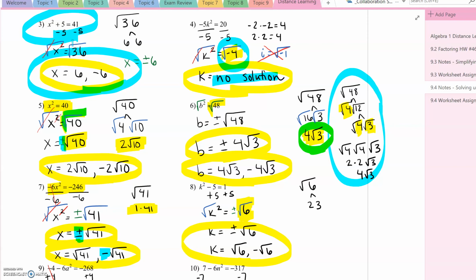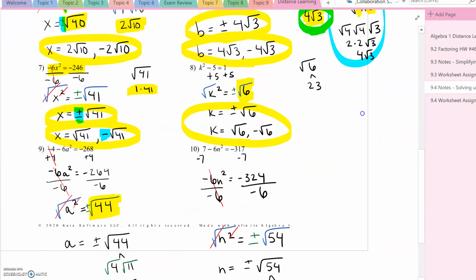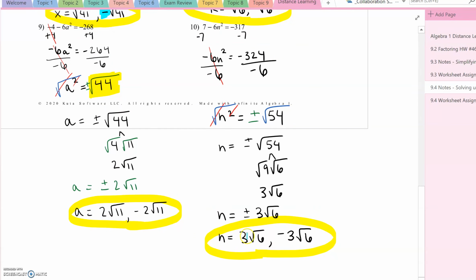So sometimes graphing is the best option. Sometimes factoring is the best option. Sometimes using square roots is the best option. So these are all different strategies you can use to solve quadratic equations. I do want you to be familiar with all of these strategies because in certain cases, some work and others don't work as well. If we were trying to graph these and we were getting answers like 3 square root of 6 and negative 3 square root of 6, I have no idea what that graph would look like, right? I mean, that's like 3 times 2 point something, so it's around 6 point something. But that would be very hard to get an exact answer from a graph.